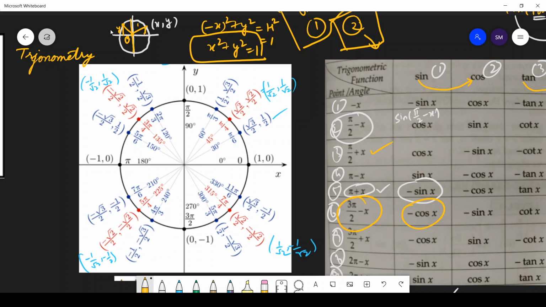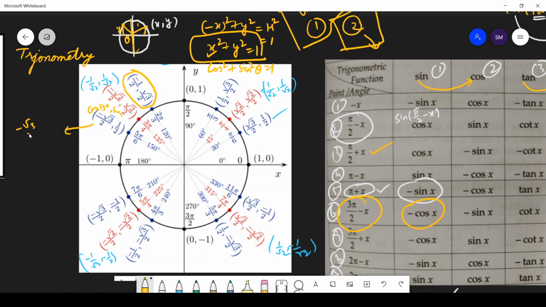Take any point on this circle. So cos square theta plus sin square theta is equal to 1. If you know one coordinate, you can always find the other. Let us check it out. This is minus root 3 by 2, the value of cos 150, and sin 150. So cos 150 is minus root 3 by 2 and sin 150 is 1 by 2.